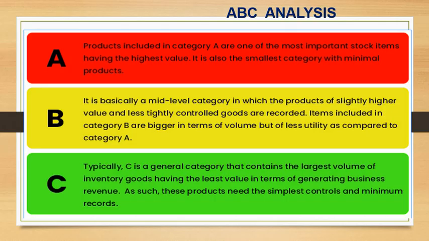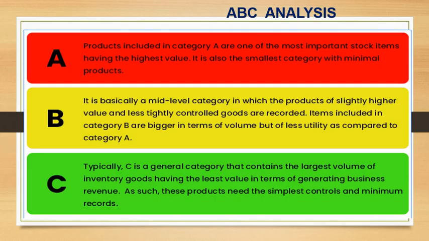Are we good? And then the smallest category with minimal product, even though with its highest value, we don't stock more. The same goes for B also. B is basically a middle level category in which products are of slightly higher value. So it's not much higher value, but slightly higher value, and then less tightly controlled goods are recorded.